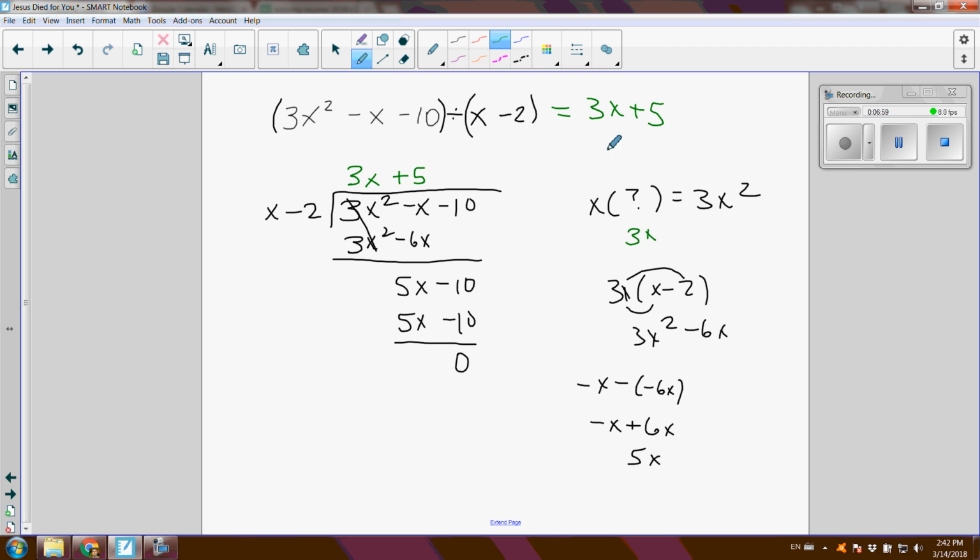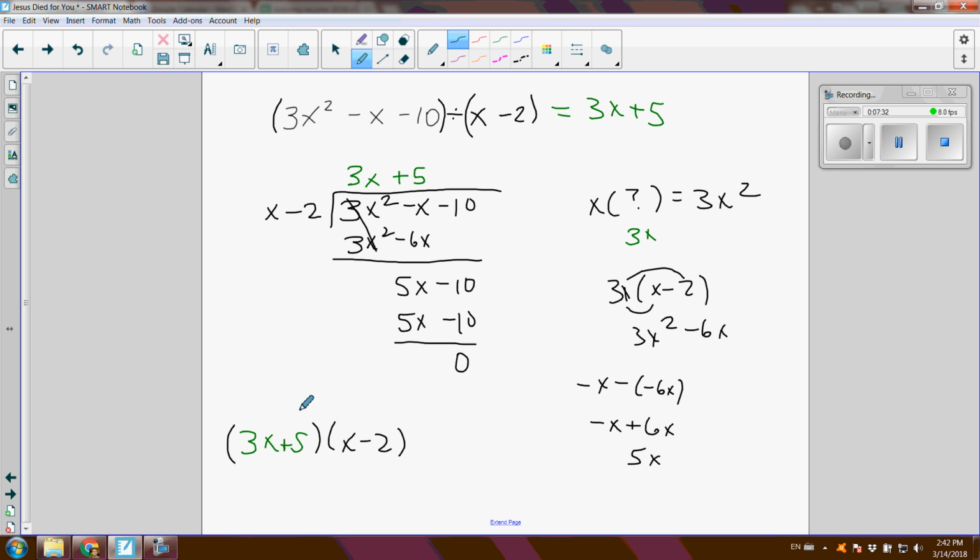Now, how do you check division? Well, if this inside divided by that outside equals this quotient, we should be able to check it by multiplying our answer by what we were dividing by. The 3x plus 5, if we multiply that by what we divided by, x minus 2, it should come out to equal what we were dividing, because you turn division around by multiplying.